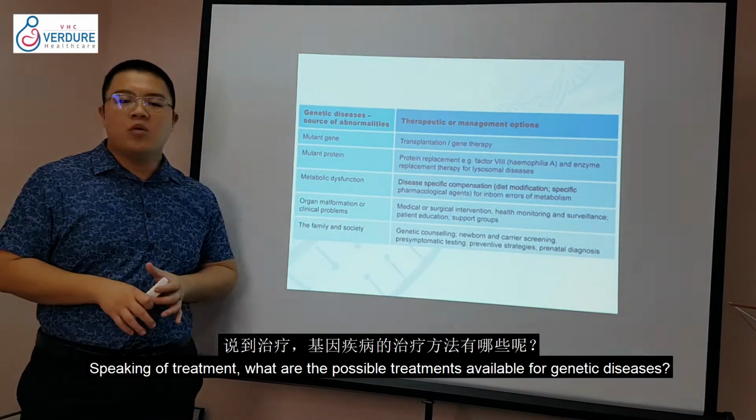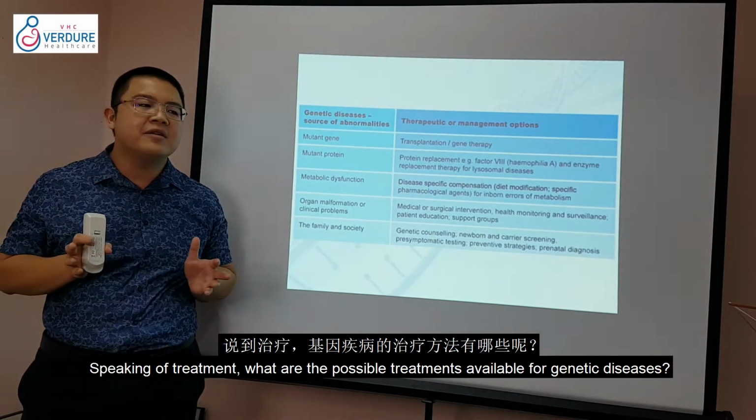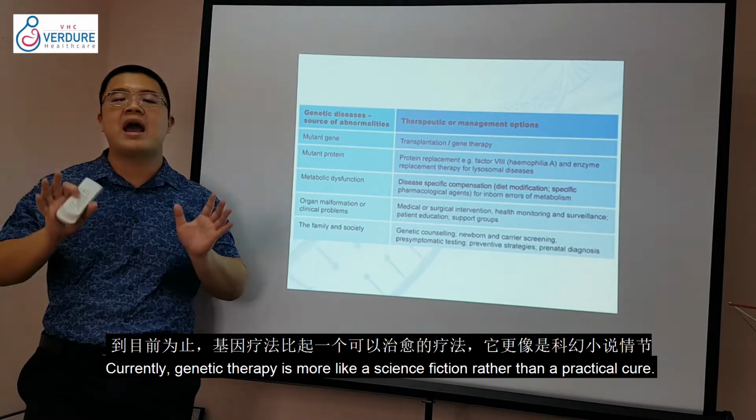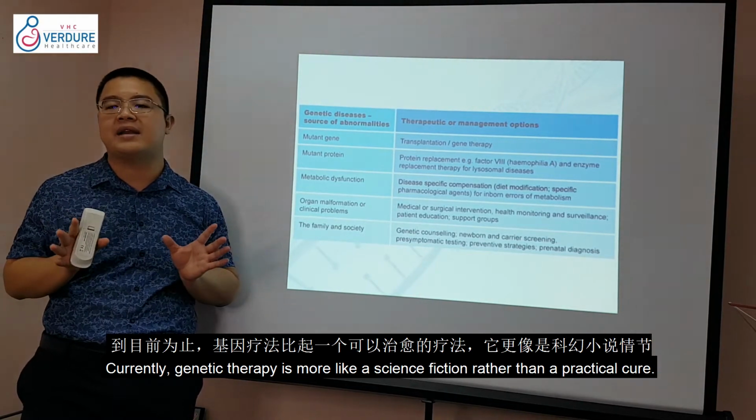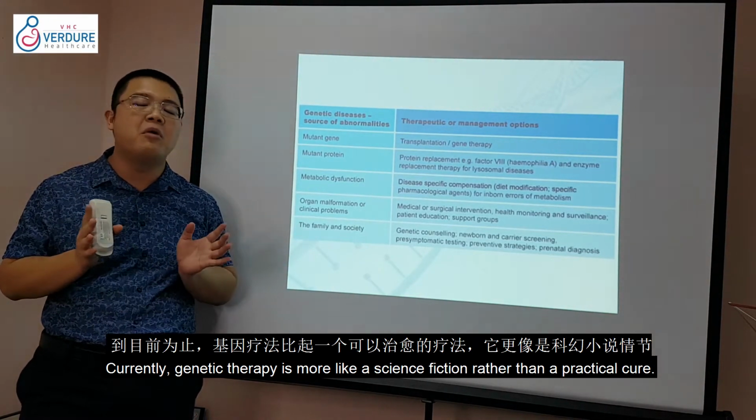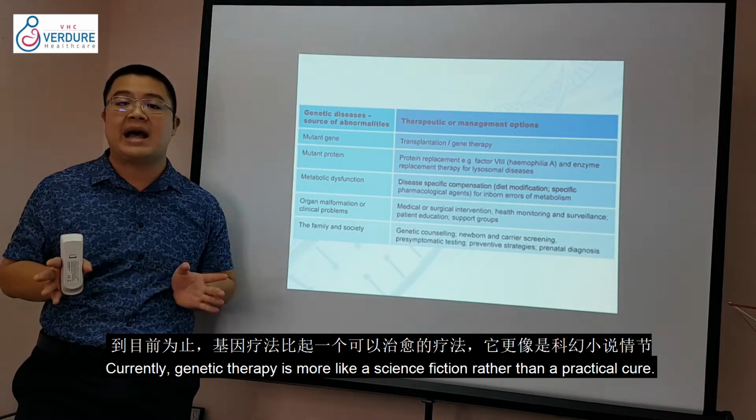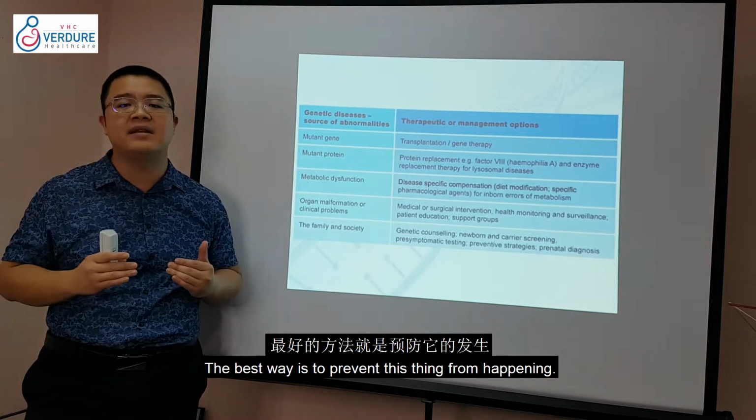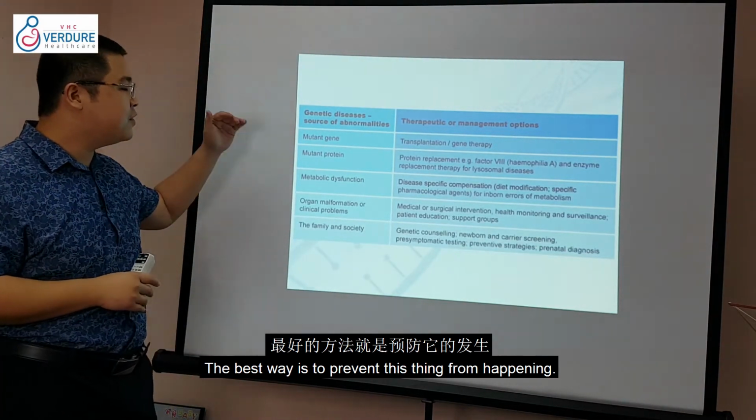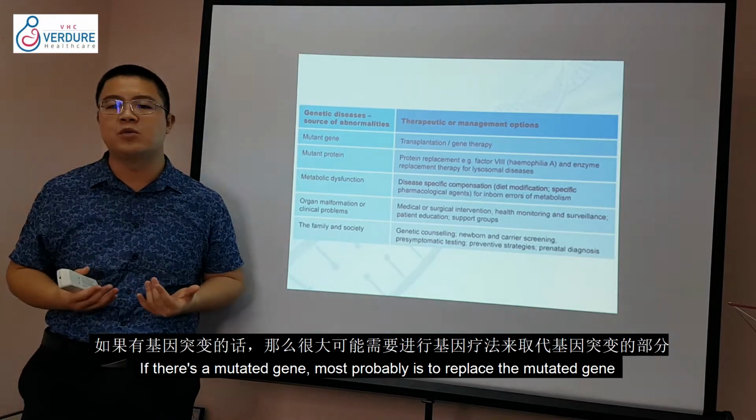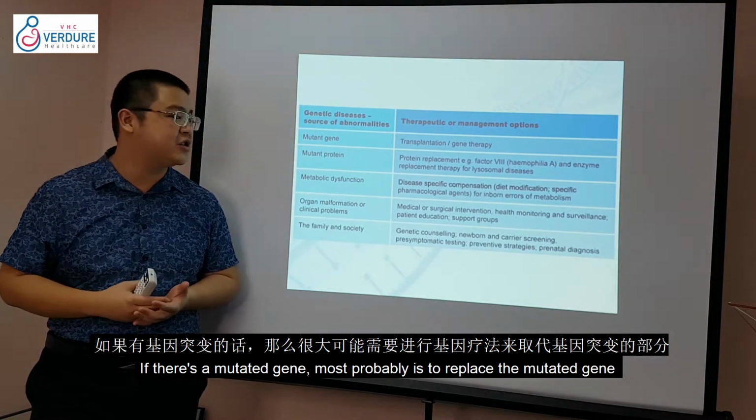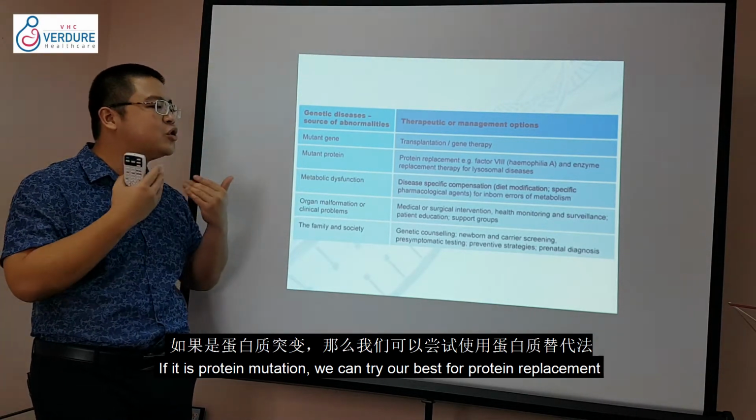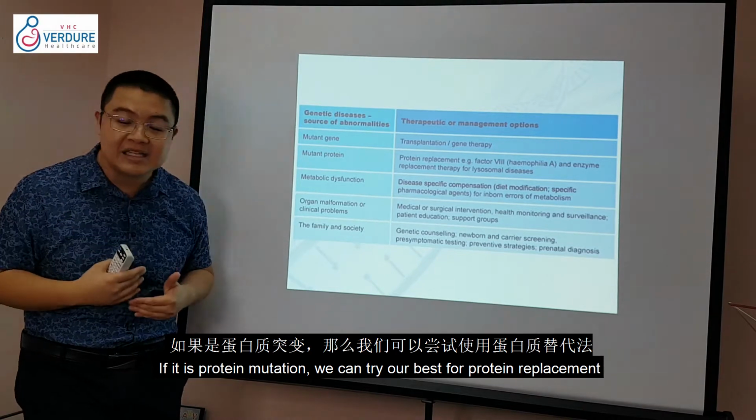Okay, so speaking of treatment, what are the possible treatments for genetic diseases? Okay, but now everyone, I have to warn you, because currently genetic treatments or therapies are more like science fiction rather than a reality or a practical solution. So the best way is really to prevent this thing from happening. So if there is a mutated gene, then the most obvious way would be to replace the gene with a healthy gene. But if it causes a mutated protein, we will try our best to do something called protein replacement.